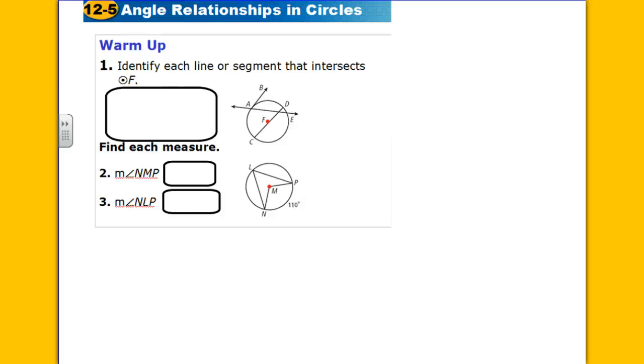Okay, geometry. Welcome to Chapter 12, Section 5, Angle Relationships in Circles. Pause, come back, and check your work.